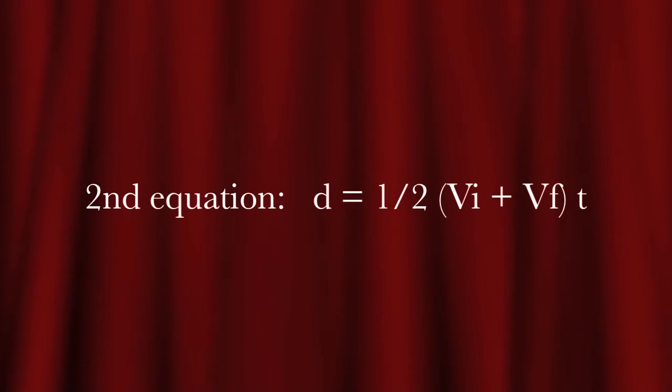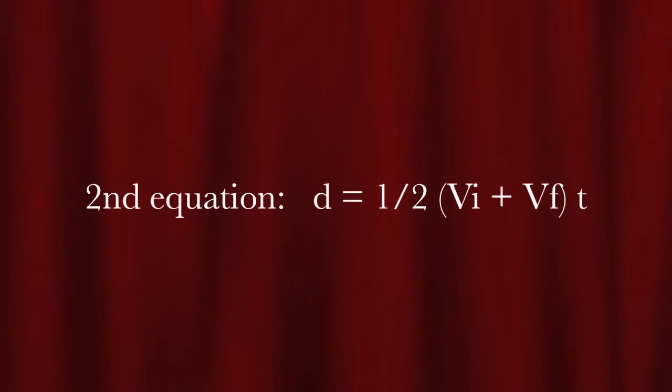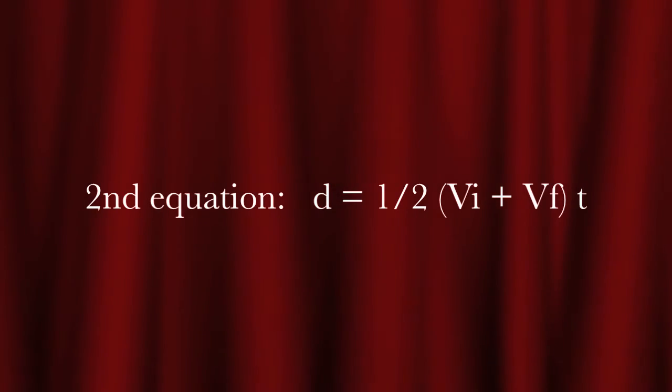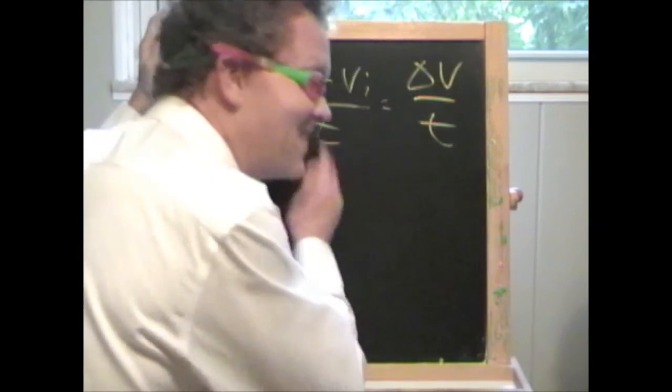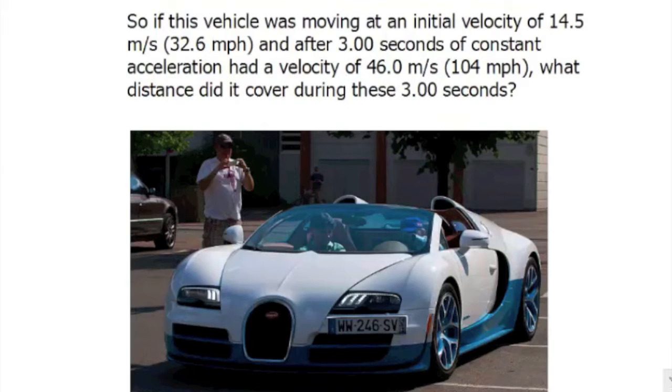So let's apply this and let's do some physics. I am doing physics! Yeah. So if this vehicle, the vehicle from last night's video, has an initial velocity of 14.5 meters per second, but after only 3 seconds of constant acceleration gets up to 46.0 meters per second, what distance will it cover during these 3 seconds? That's the type of question we can use this equation for.